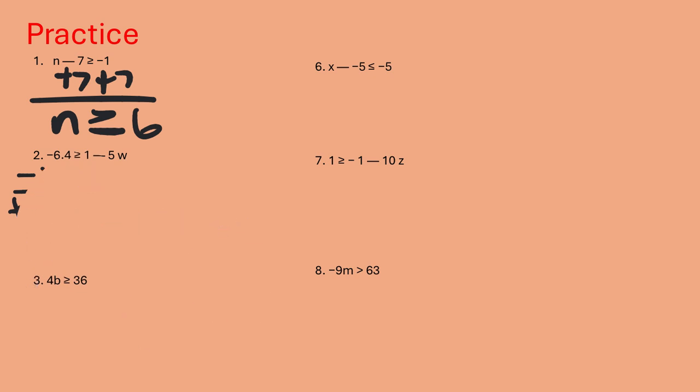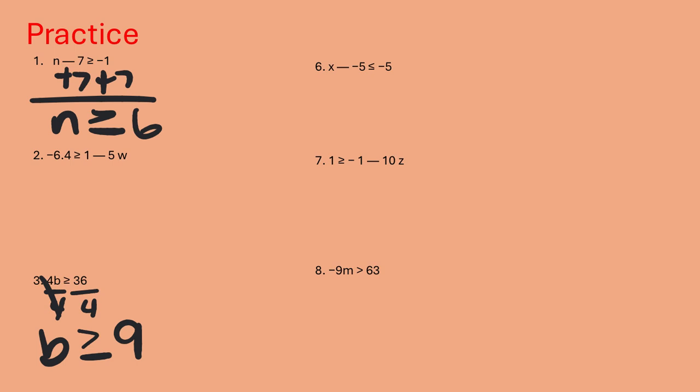Let's go on to number 3. What do we have in number 3? 4b is greater than or equal to 36. What do I do here? Divide by what? So I'm left with b is greater than or equal to 9. Do I have to reverse my inequality? Because I divided by what? A positive number.